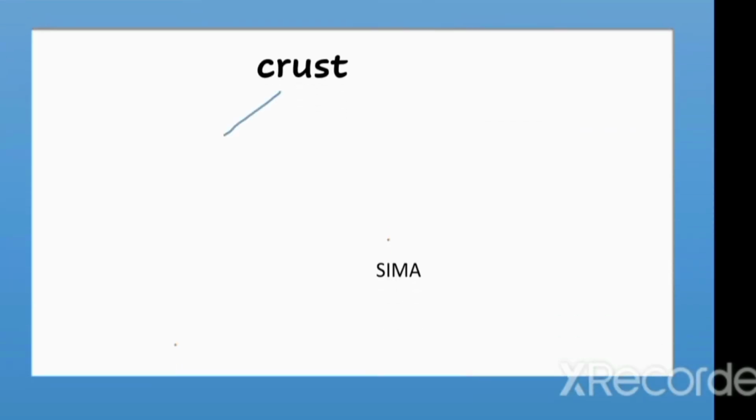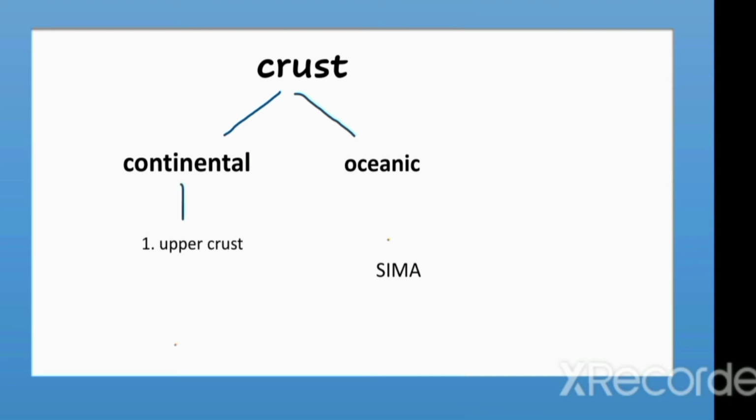Crust. There are two types of crust: continental crust and oceanic crust. Continental crust is below the continents, and oceanic crust is below the oceans. Continental crust is further divided into two parts: upper crust and lower crust. Both oceanic crust and the lower crust of continental crust are made up of sima. Si is for silica and ma is for magnesium, meaning they are made up of heavy metals like silica and magnesium.